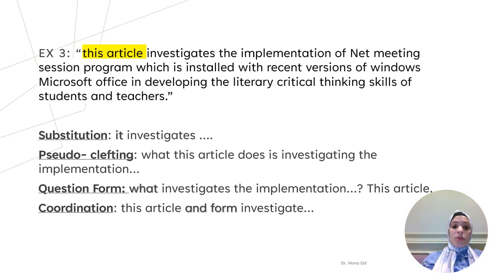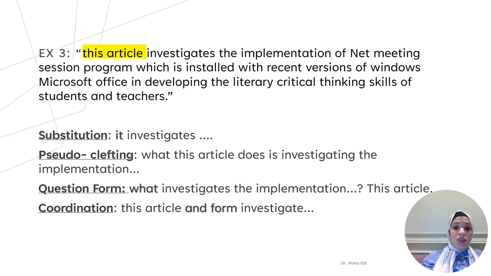Number 2, pseudoclefting. Pseudoclefting, the definition of it is starting the sentence with a WH word. What this article does is investigate the implementation of the net metering program, etc. Number 3, question form. What investigates the implementation? This article. So I transformed this whole sentence into a question to know if this article accepts to be a constituent, or if it is actually a constituent.